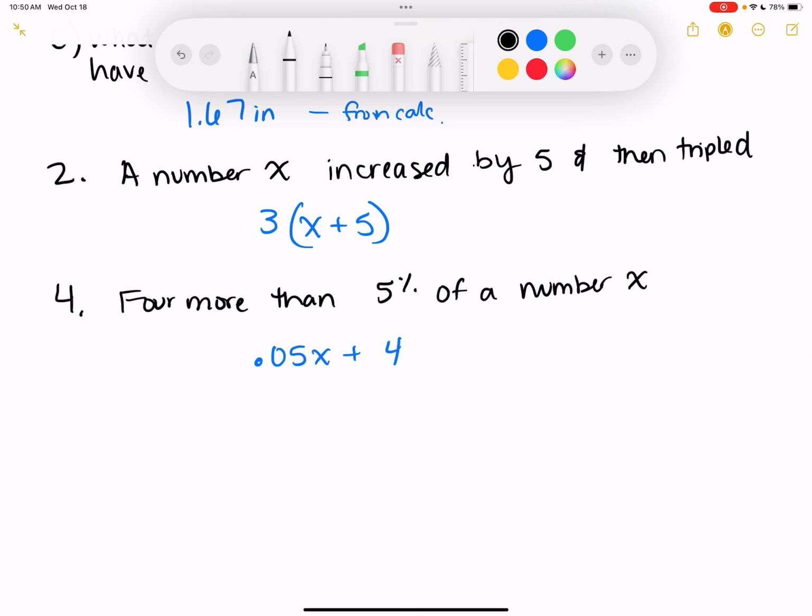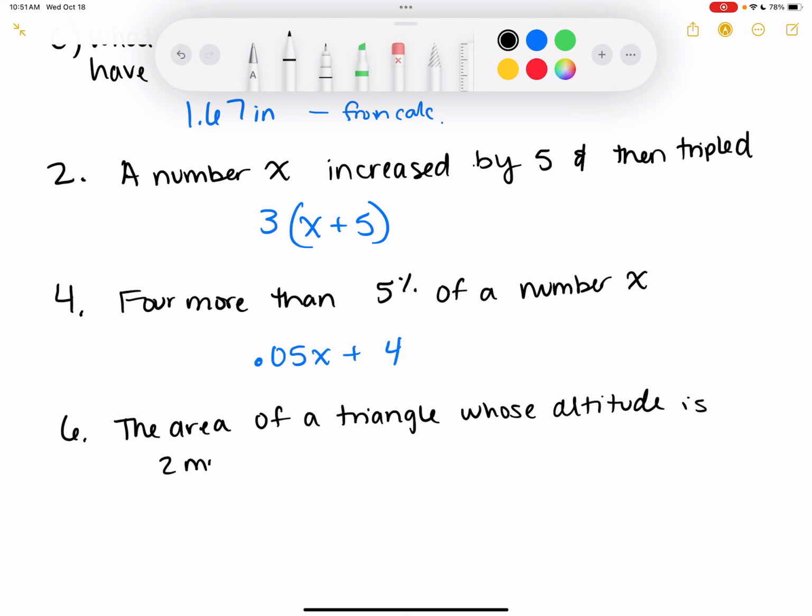They're kind of just like set up the formula for a word problem. So 6, the area of a triangle whose altitude, now what is altitude? Yep, altitude is height, is 2 more than the base length x. So first and foremost, what is my formula for area of a triangle in general? Half base times height. Yep, 1/2 base times height.